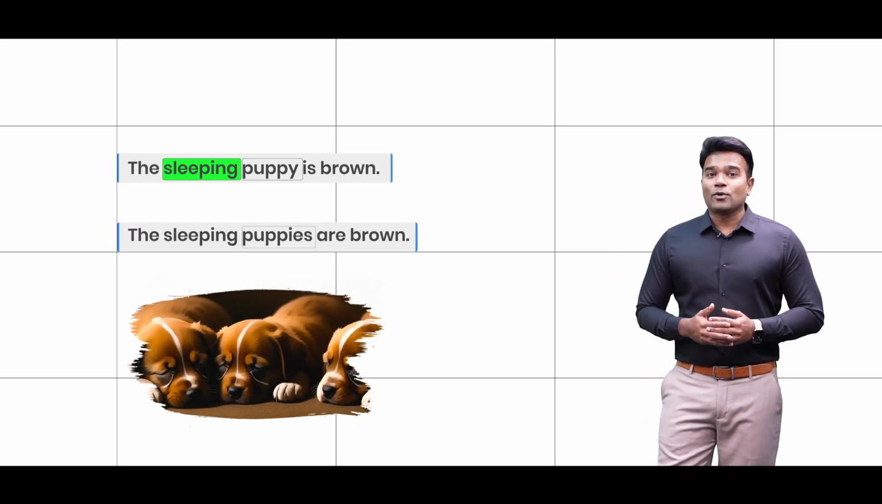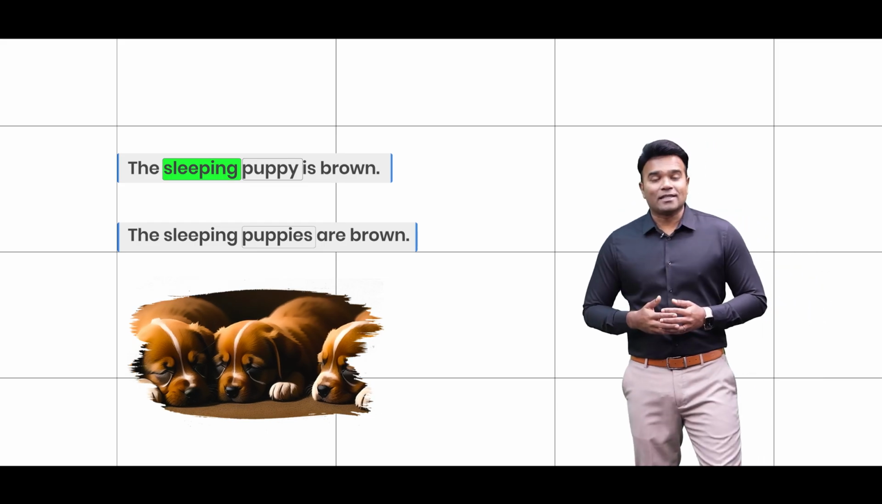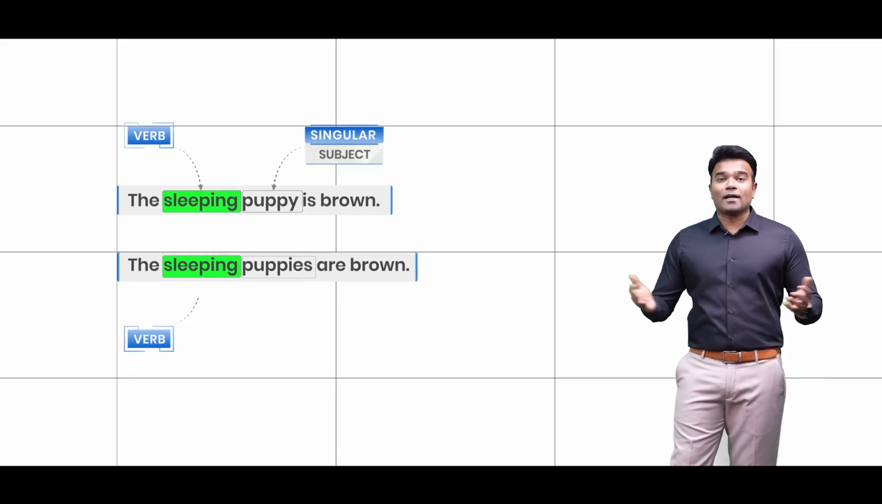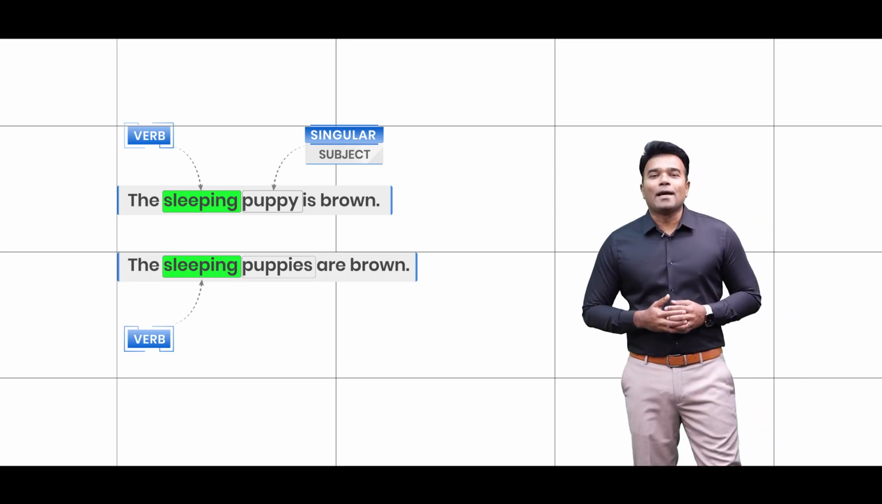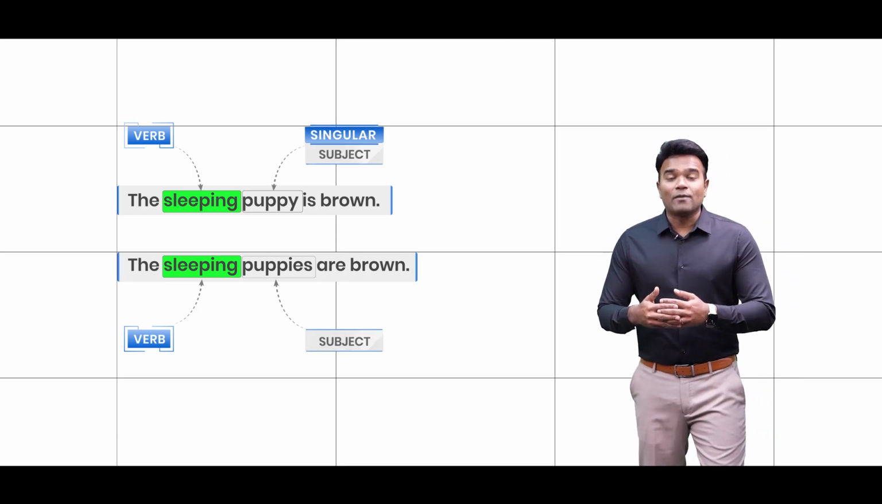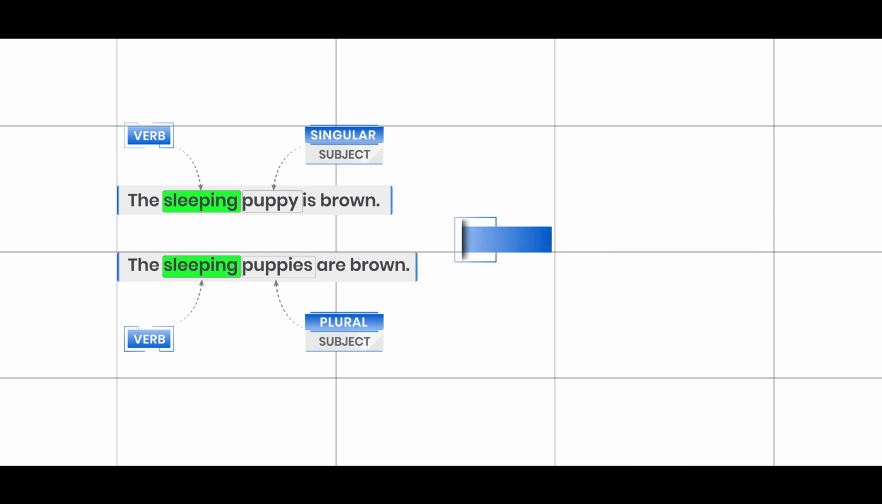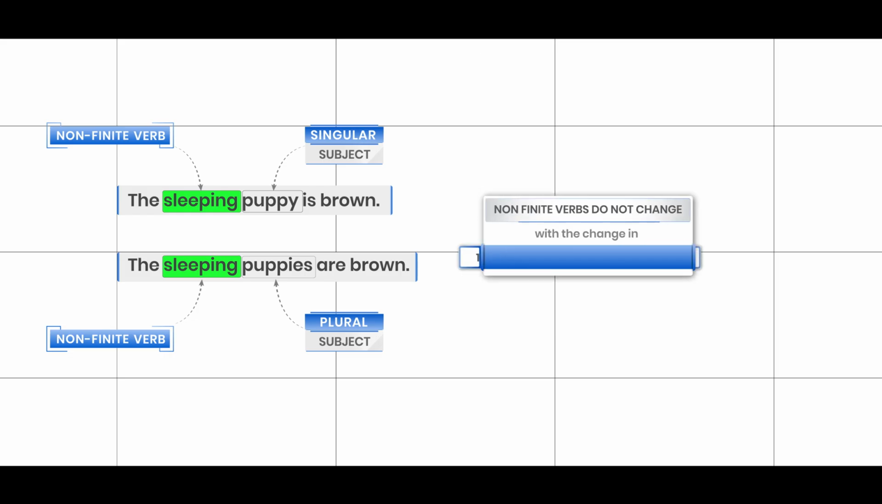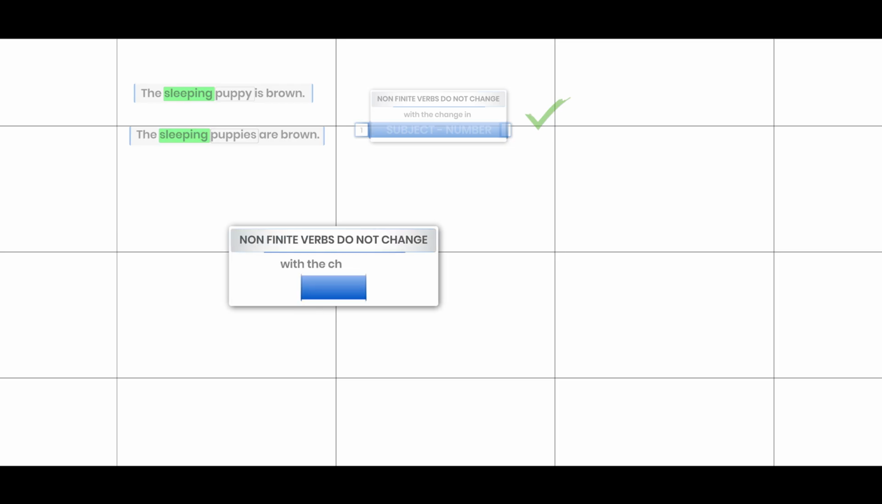But what you really have to notice in this sentence is that the verb has not changed. The sleeping is the verb which has remained the same. In other words, even though there is a change in the subject number from singular to plural, the verb has not changed, and it is such verbs that we refer to as the non-finite verbs. Not just with respect to the subject number, these are such verbs that do not change even when the tense of the sentence changes.